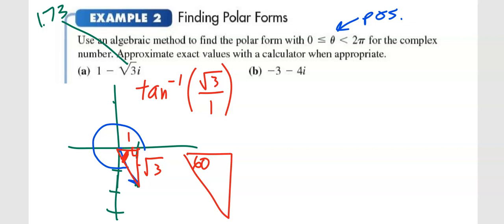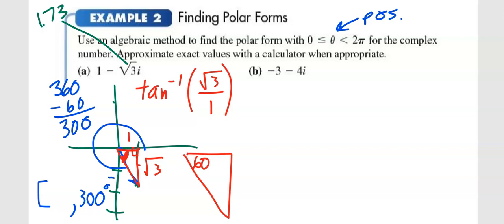Which means that the blue angle that I'm interested in, the one all the way around there, would be found by taking 360 and subtracting that 60-degree angle. So that's a 300-degree angle. So in my final answer, I know that 300 degrees is going to be the polar portion.